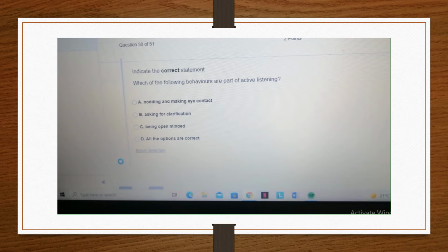My answer is option D. Yes. Nodding and making eye contact. Yes, it falls in. We put that in. Asking for clarification. Yes. Being open-minded. Yes. I found this on page, I don't remember. Where did I find this? Let me check it out.